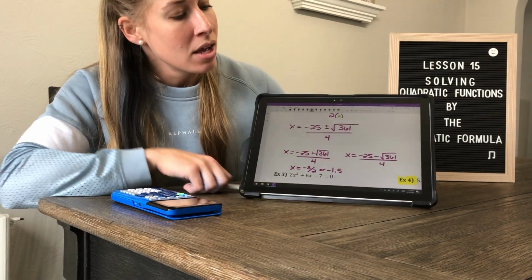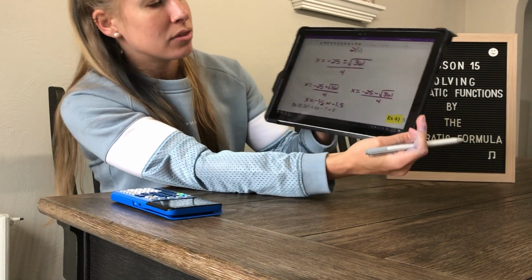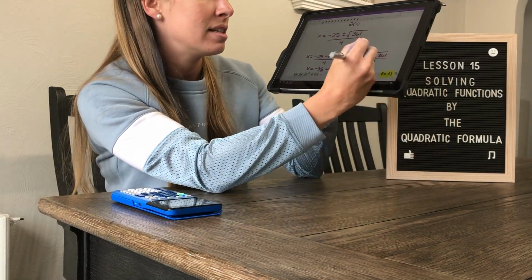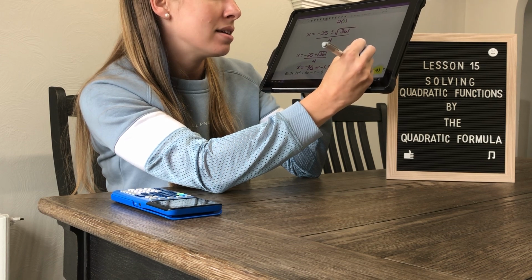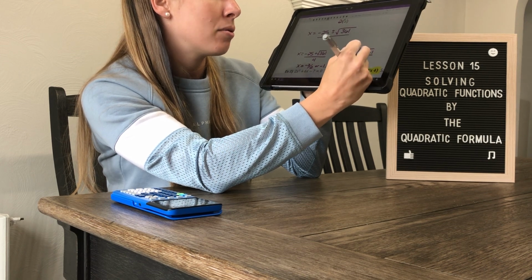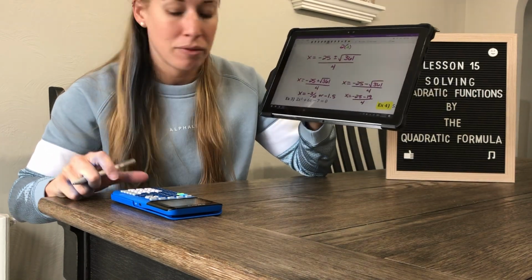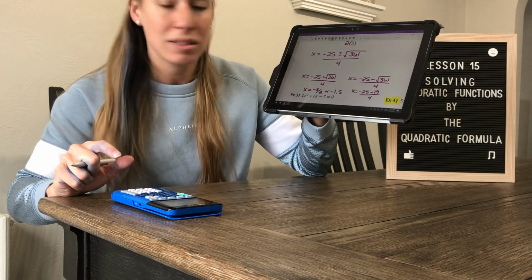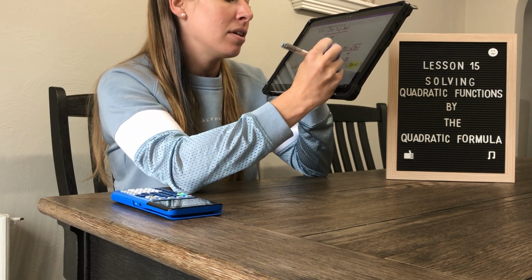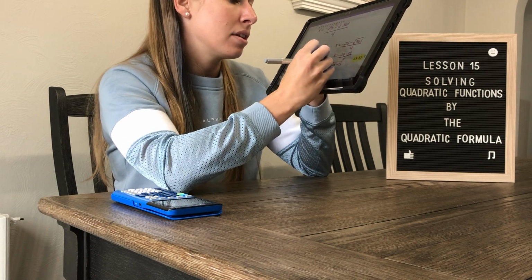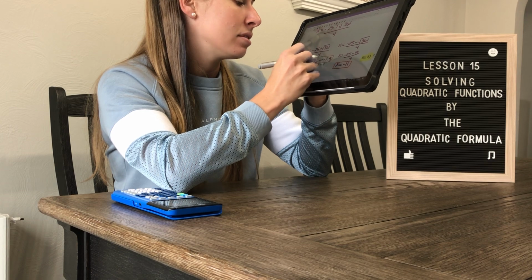Okay, so then over here with the subtraction one, we now know that the square root of 361 is 19, so x is equal to negative 25 minus 19, all divided by 4. So negative 25 minus 19 is negative 44. Negative 44 divided by 4 is negative 11. So x equals negative 11. So here are your 2 answers, negative 11 and then that negative 3/2.